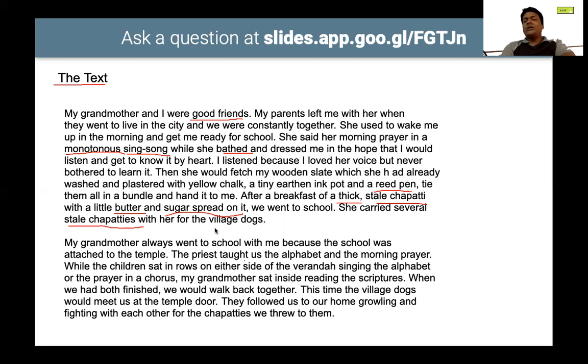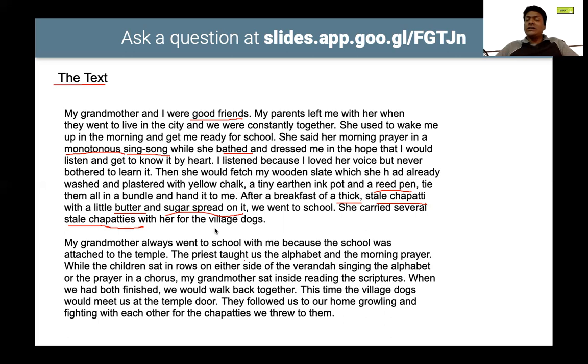The priest of the temple taught the children the alphabet and the morning prayer, while the children sat in rows. Sat in rows means what? Like columns and rows. Children sat in rows on both sides of the temple veranda. They were also singing as the priest told them to do, singing the alphabet or the prayer in a chorus.